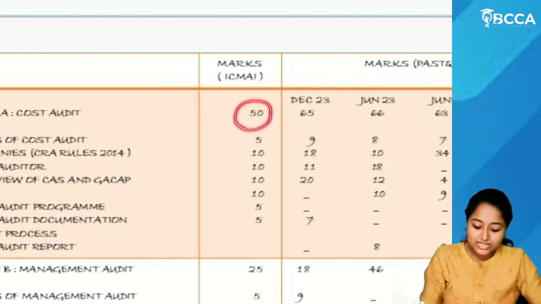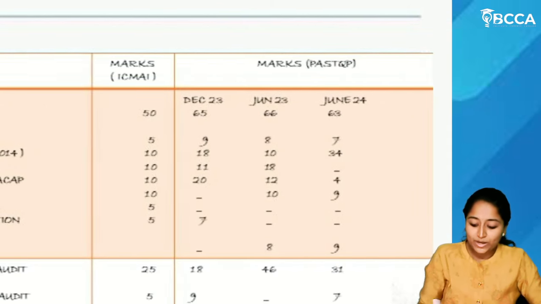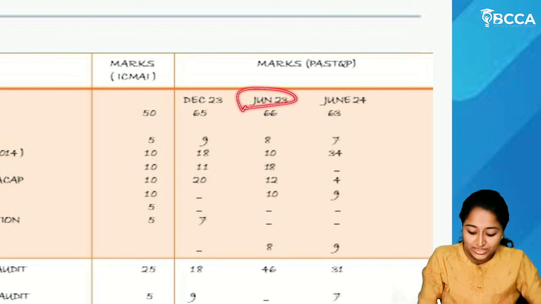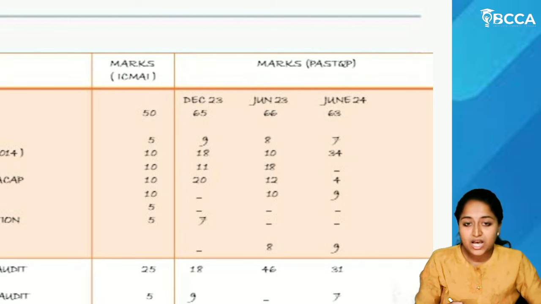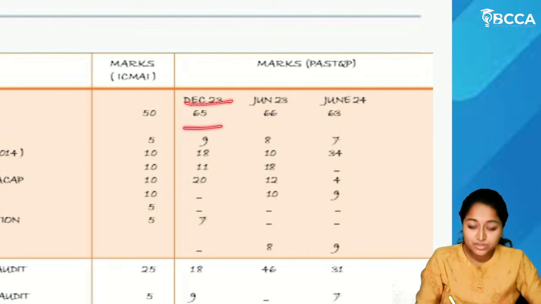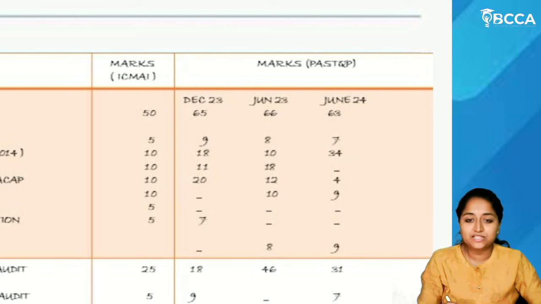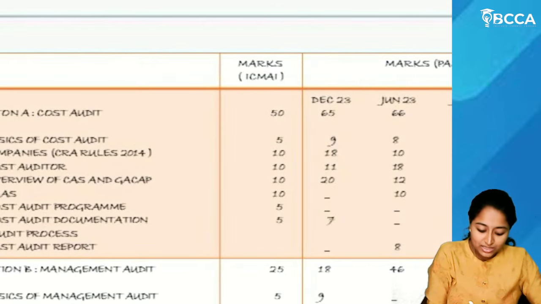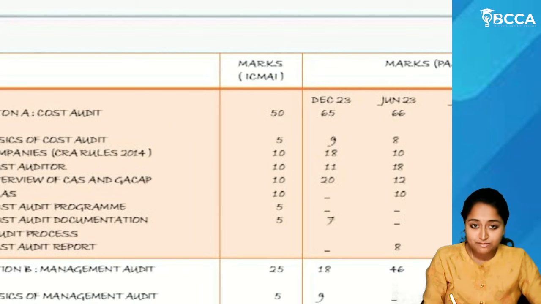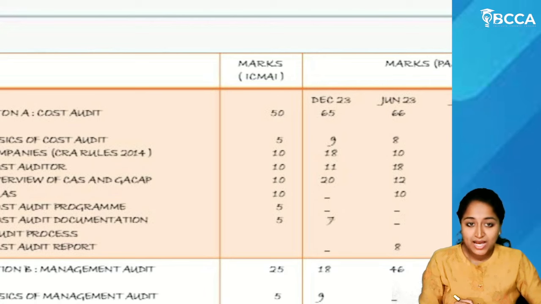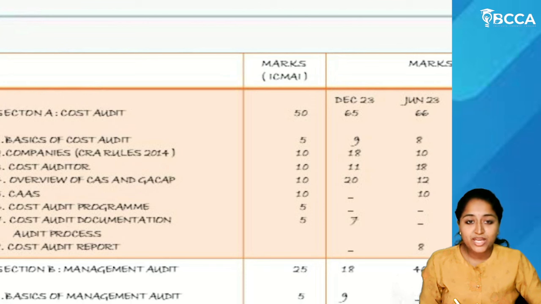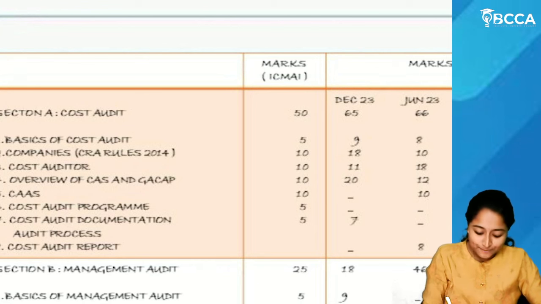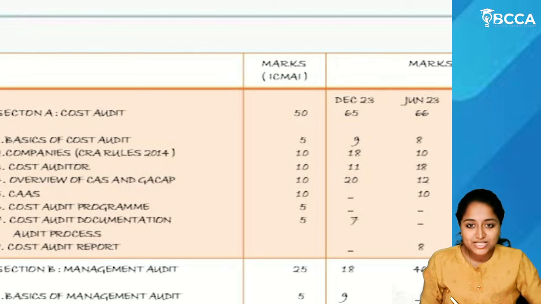The actual weightage given by ICMAI is 50 marks. But when we analyze past year question papers, in June 23, 66 marks were asked from Section A alone. In December 23, around 65 marks were asked, and in the June 24 attempt, around 63 marks were asked from Section A. So we can say that the weightage of Section A is not just up to 50 marks but actually 60 plus marks. We are aiming for 60 plus marks, and by just perfecting Section A, Cost Audit, we can easily score 60 plus marks in Paper 17, which is just crazy, isn't it?